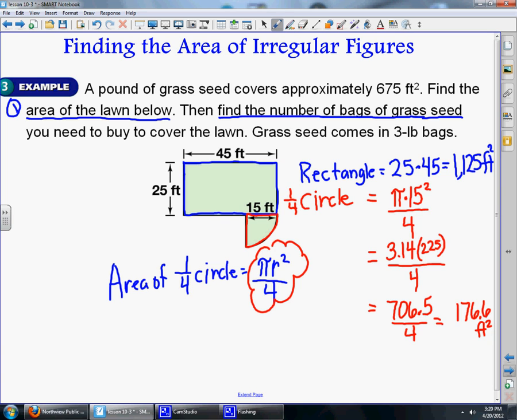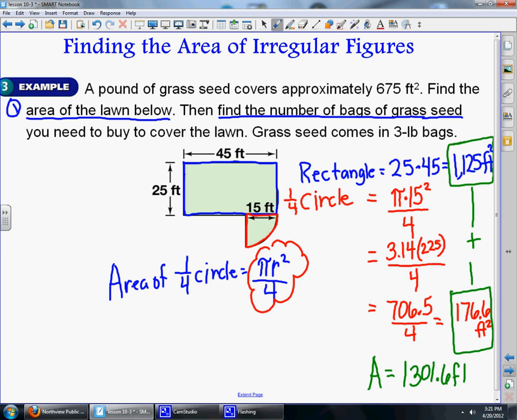Now we're not quite done yet with this problem. To find the area, we need to add the area of the rectangle together with the area of the quarter circle. So we're going to add these two values together. So the total area of the lawn is equal to the sum of 1,125 plus 176.6, which is 1,301.6 square feet.